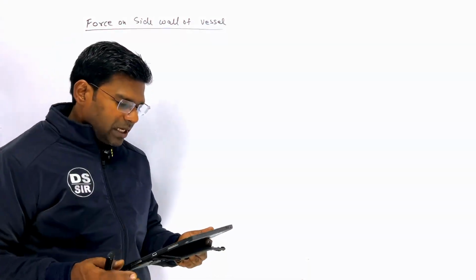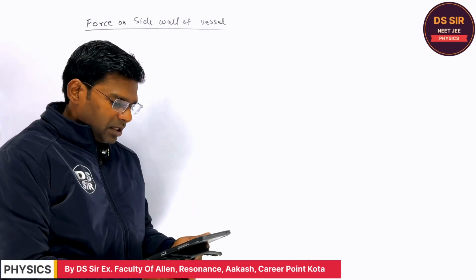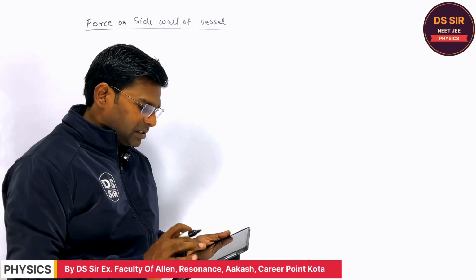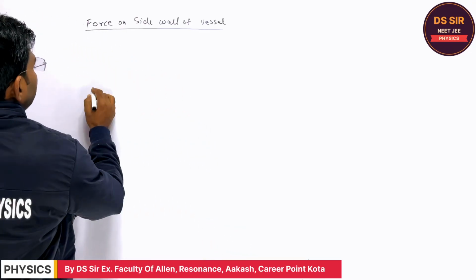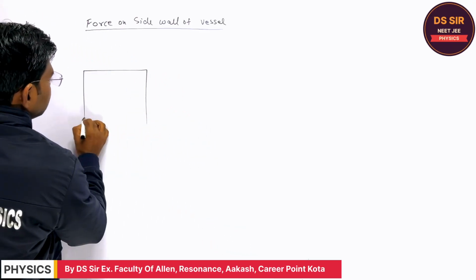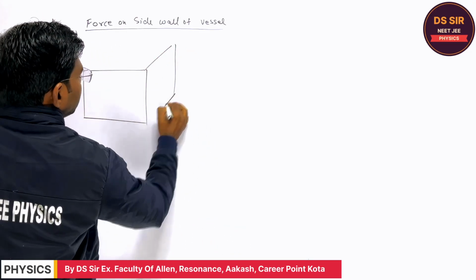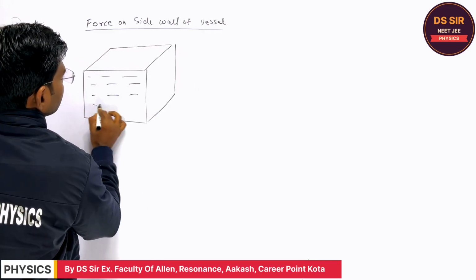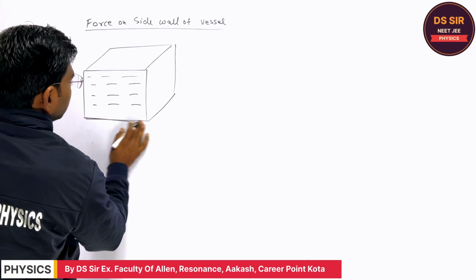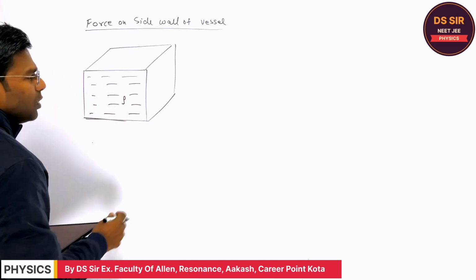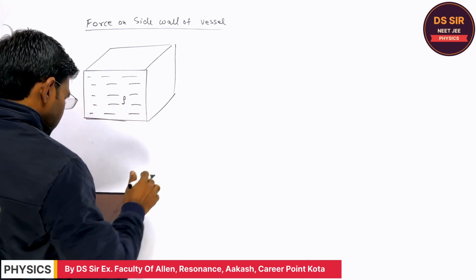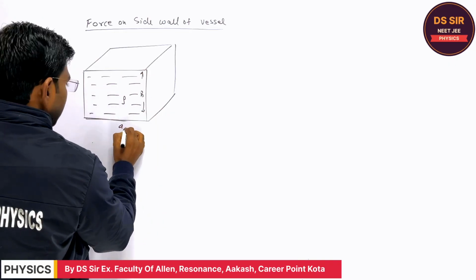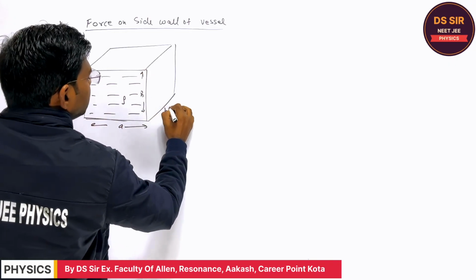So in today's lecture, we are going to start the next topic: force on the side wall of vessels. For example, suppose this is the container, and in this container the liquid is filled. The density of the liquid is rho, and this is the side wall. You may assume the height of the container is h. This is side A, and this side is B.